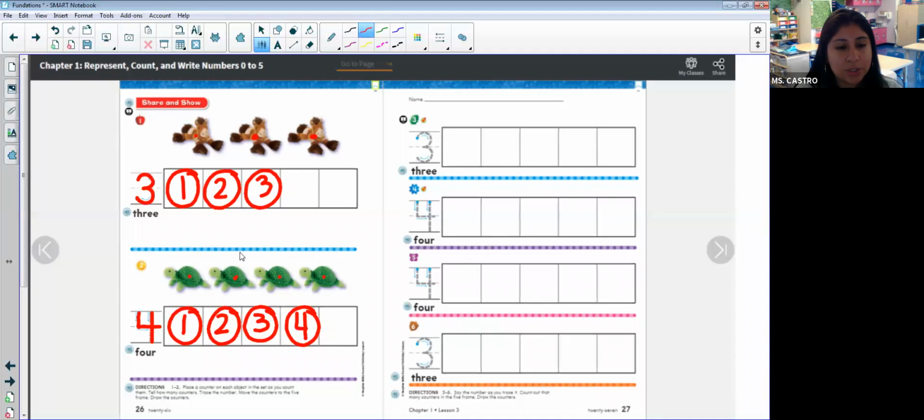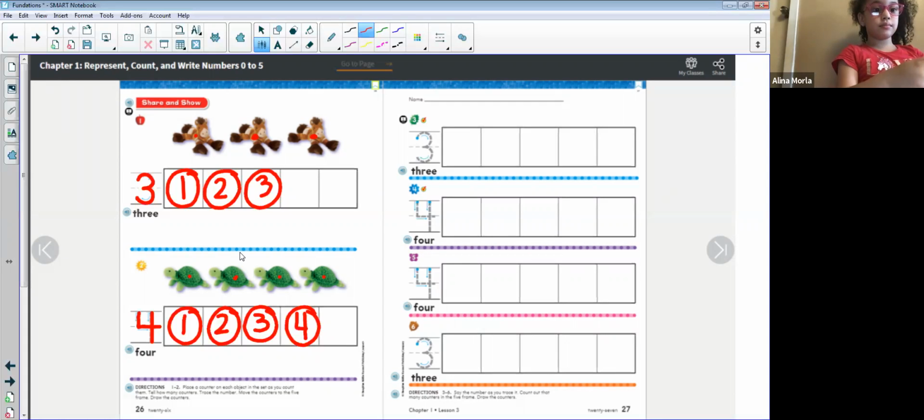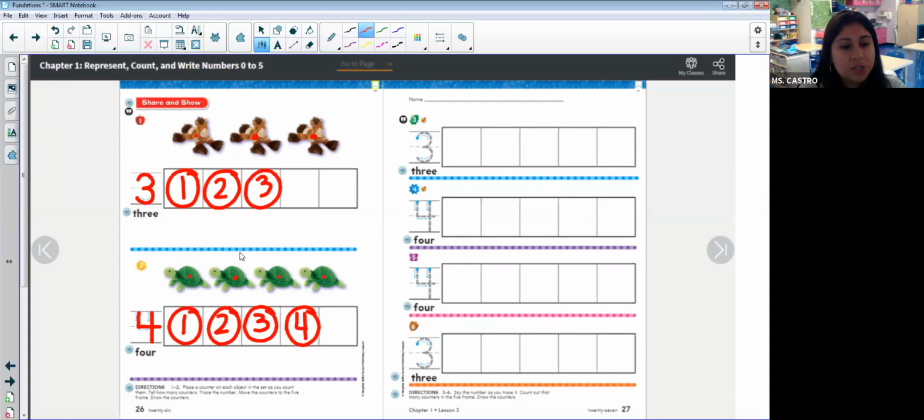Who would like to share with us? What number do you see there where the green leaf is? Go ahead, Alina. Unmute yourself and tell us what number it is that we have to trace. It's the number 3. Good. Excellent job. So everyone's going to trace the number 3, and we're going to show 3 in the 5 frame.